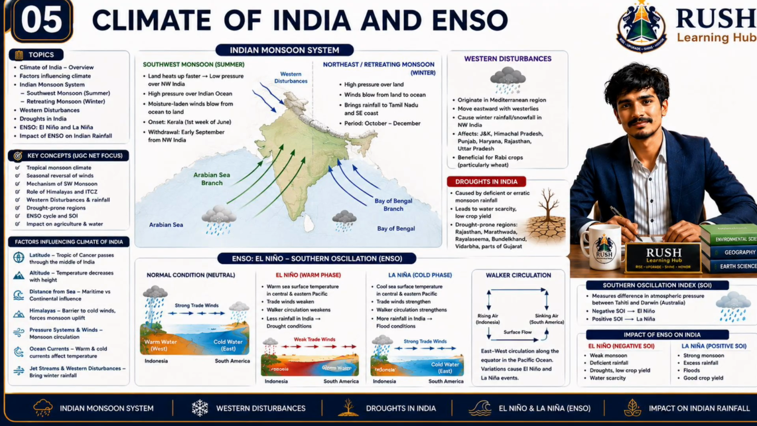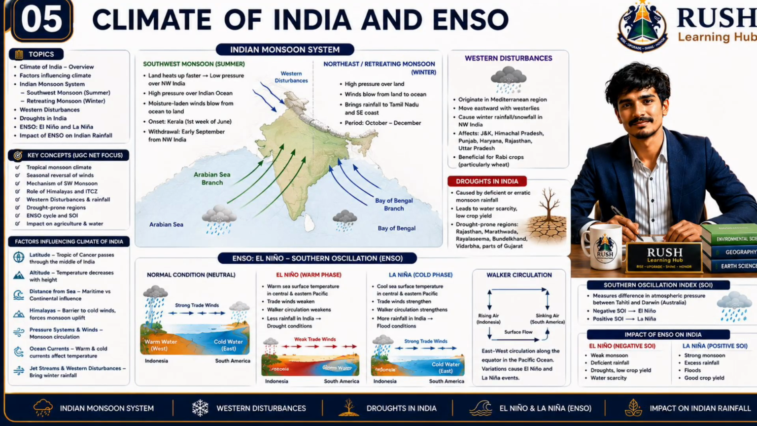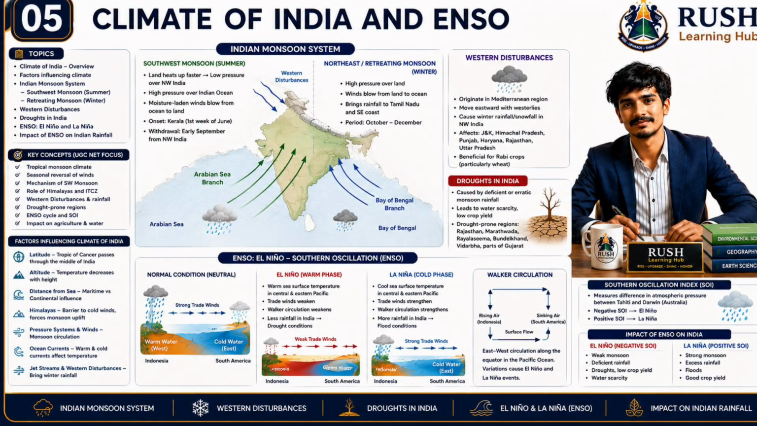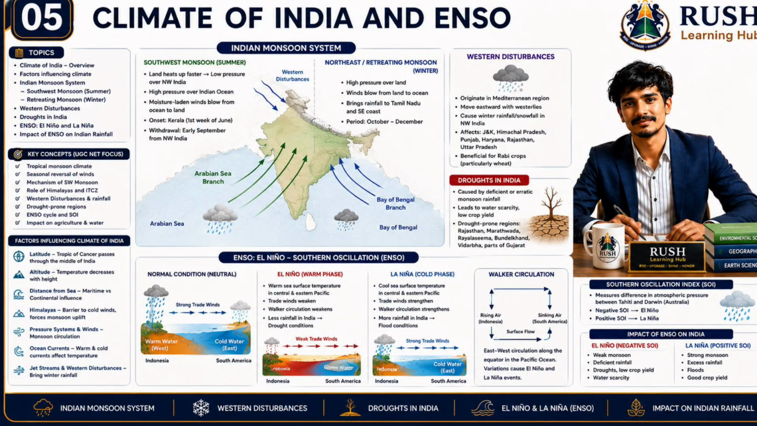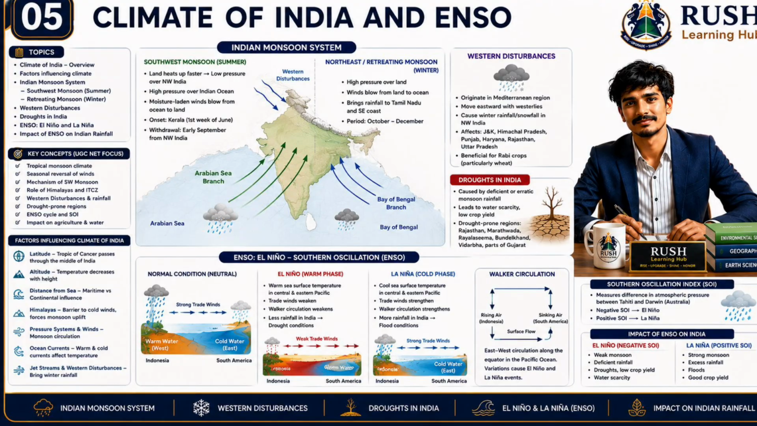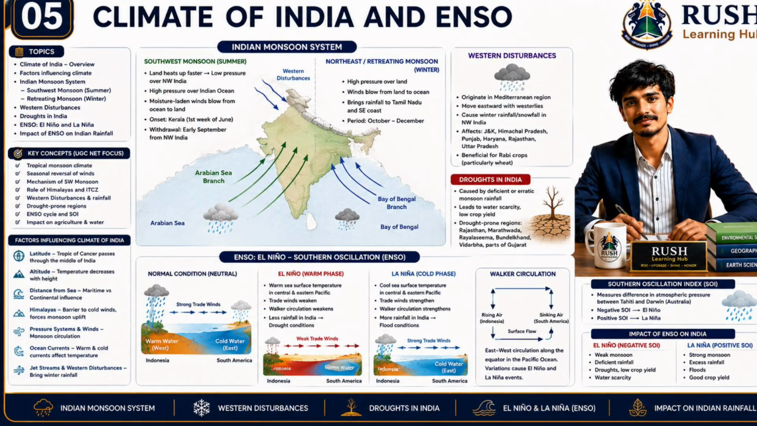Another important factor is the Himalayan mountain range. The Himalayas act as a climatic barrier and prevent the cold winds of Central Asia from entering India. They also obstruct the southwest monsoon winds and enhance rainfall over the Indian subcontinent. Ocean currents, pressure systems, jet streams, and western disturbances also play significant roles in determining the climate of India.